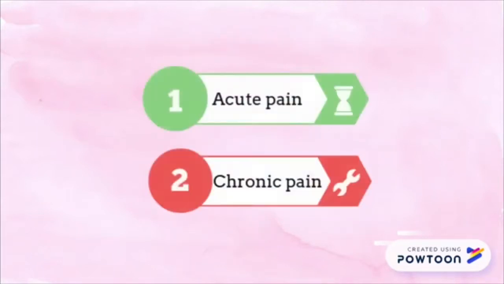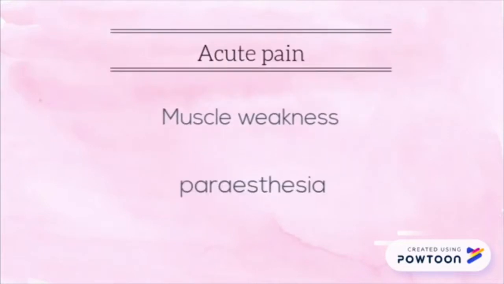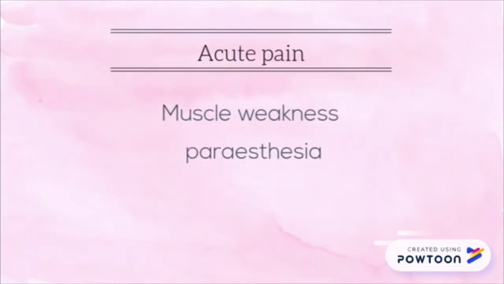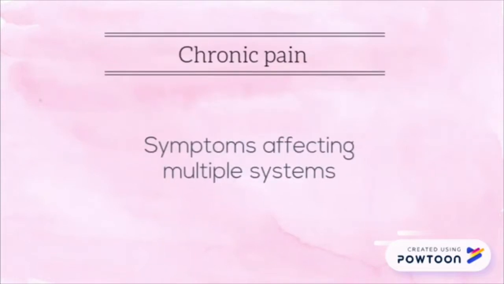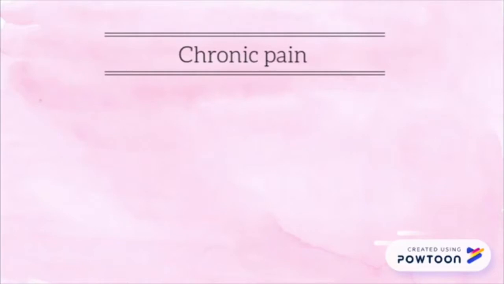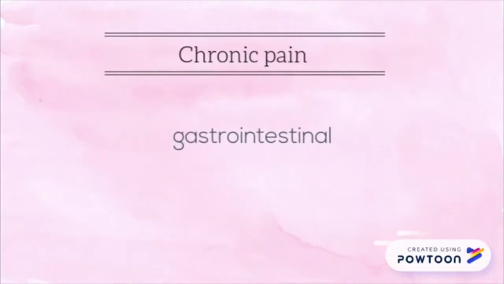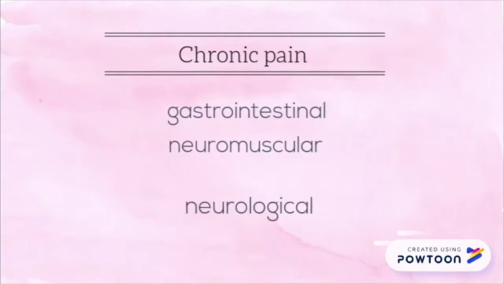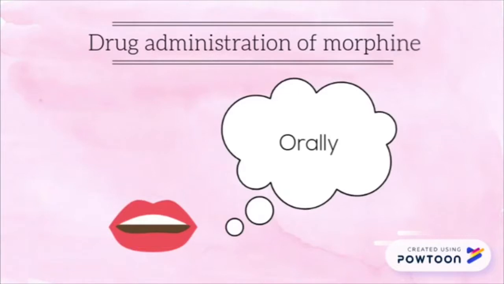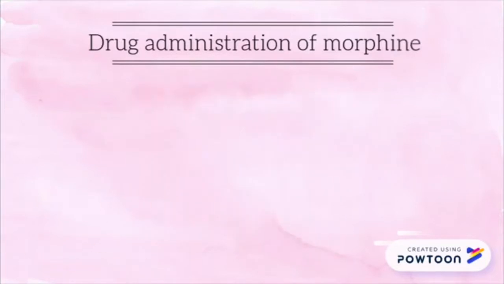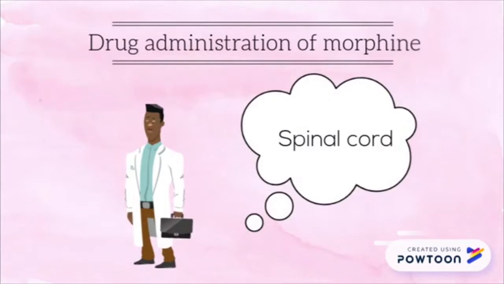Morphine can be taken for both acute pain and chronic pain, where in acute pain, the signs are muscle weakness and paresthesia. Chronic pain is usually present with symptoms affecting multiple systems, but is associated with three main types of symptoms which are gastrointestinal, neuromuscular, and neurological. Morphine can be given by mouth, by injecting into a muscle, by injecting under the skin, and into the space around the spinal cord or rectally.